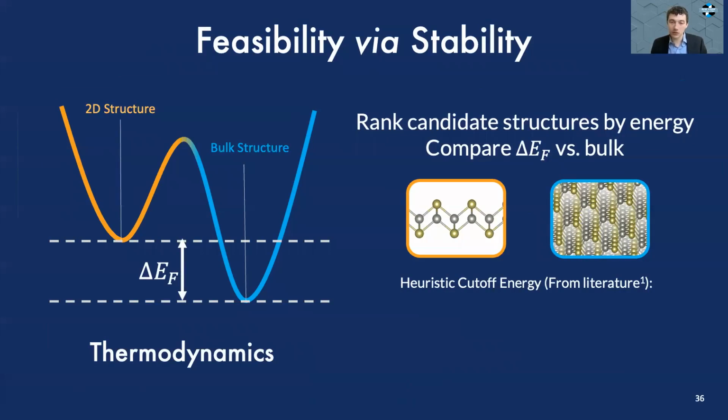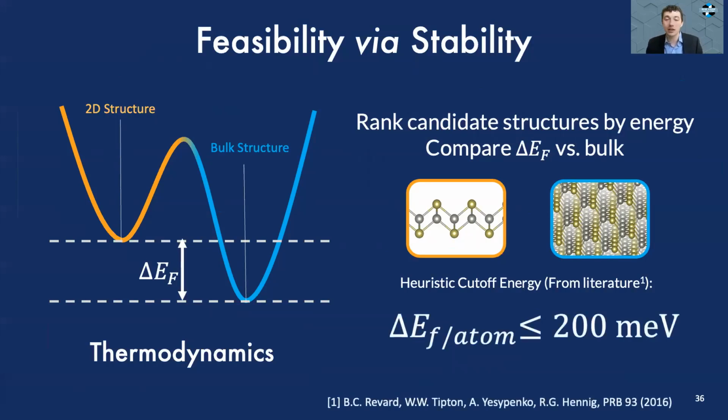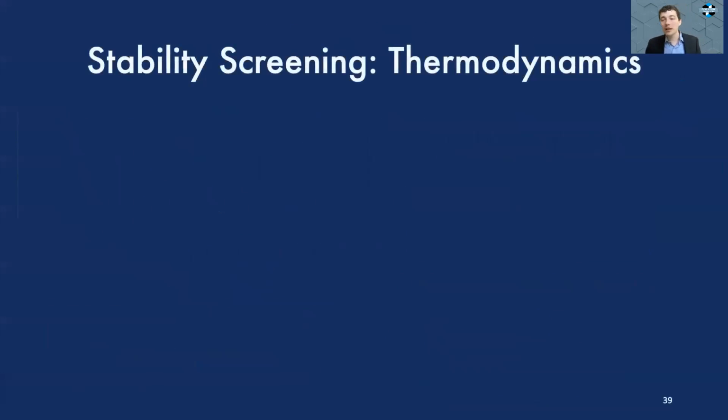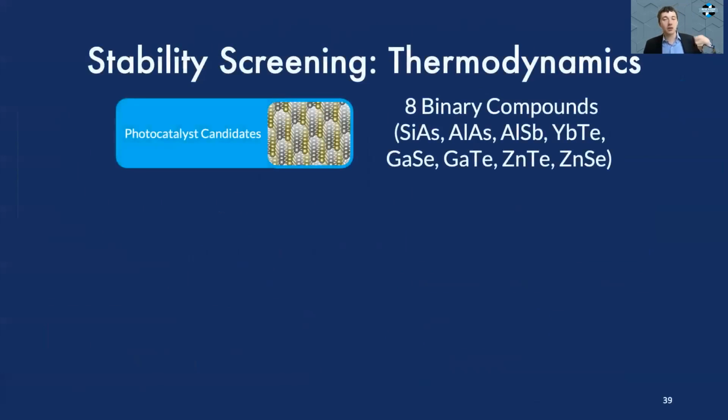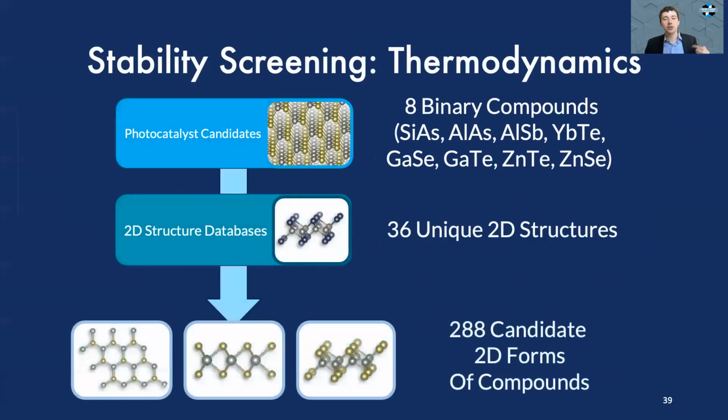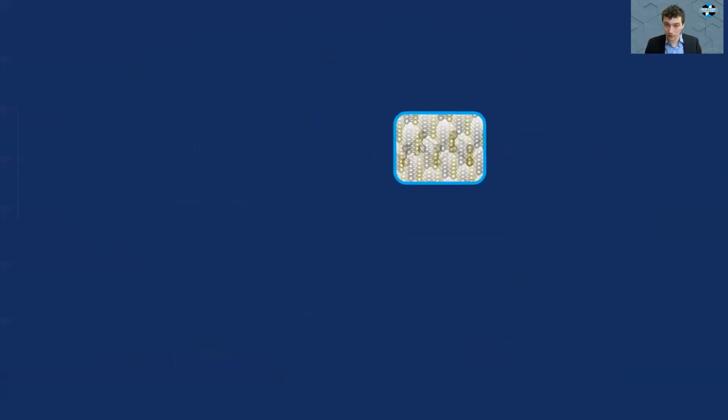Using the 2D material literature, we found a heuristic that predicted the ability of two-dimensional materials to be stable, which turned out to be 200 millielectron volts, a unit of energy per atom. Now, we obtained these candidate compounds by starting with a previously obtained set of catalyst candidates, then running them through two-dimensional structures, which we pulled from online databases, which gave us 36 times 8, or 288, candidate two-dimensional forms of compounds. And these were all run using calculations on NERSC for density functional theory.